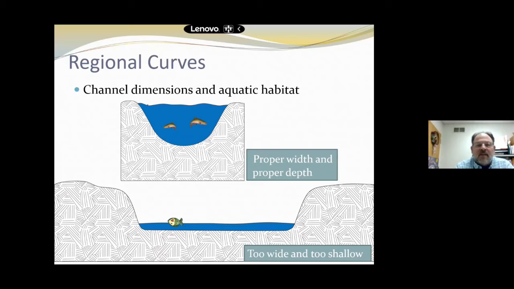Deeper bank full channels support aquatic habitat much better than the dish pan construction that has been done in the past in many areas in the state. You need a water depth that is going to maintain the fisheries or the aquatic habitat, and we need to have that channel size so that it properly moves sediment through the channel without creating deposition or creating erosion.